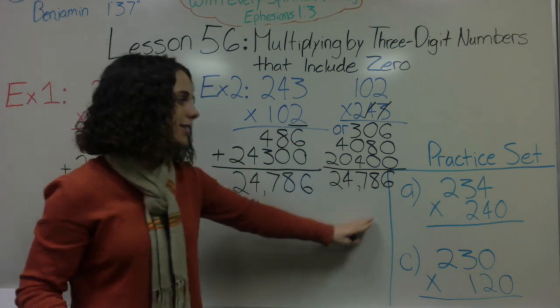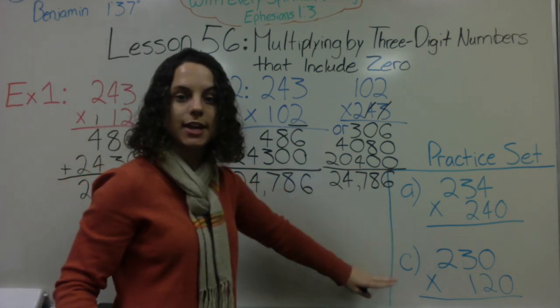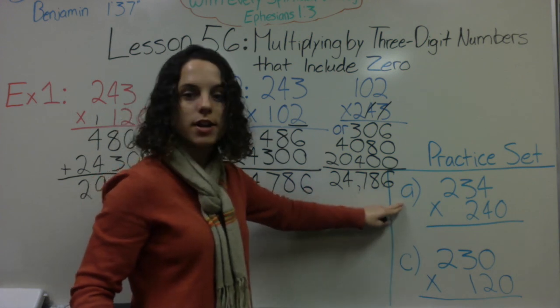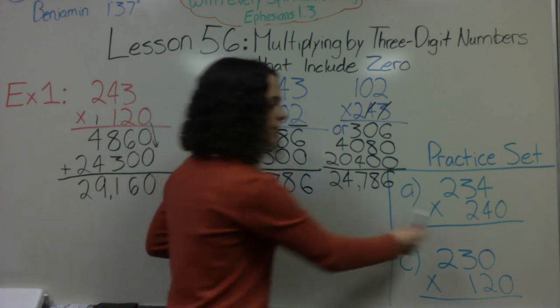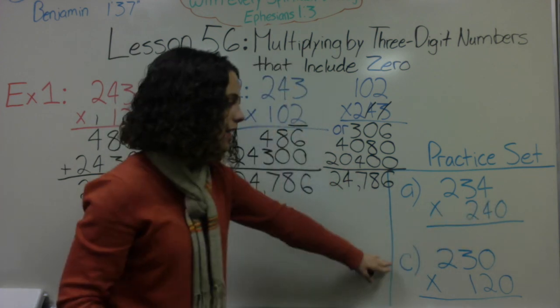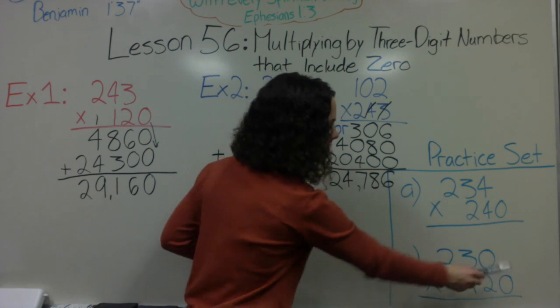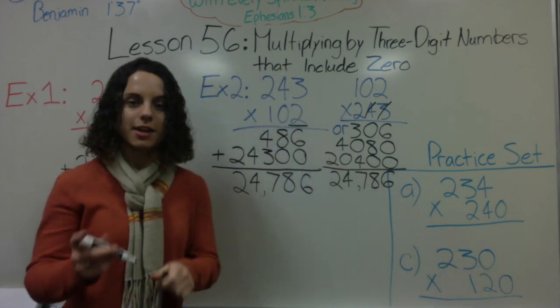So for your practice set, I want you to do letter A and letter C. Letter A, 234 times 240. You have one problem with the 0 hung off to the side. Then letter C, 230, you have a 0 here also, times 120. We'll go ahead and go over those in class and check your work.